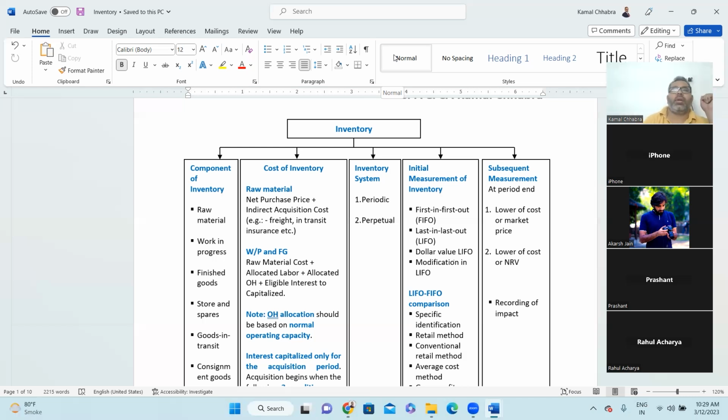Okay, let's understand one by one. First is, for example, you are a car manufacturing company. Let's assume you are Hyundai, and you have a supplier called Goodyear, right? And Goodyear has supplied the tires, and it is about to reach your factory. So, will you consider in your books as goods in transit?